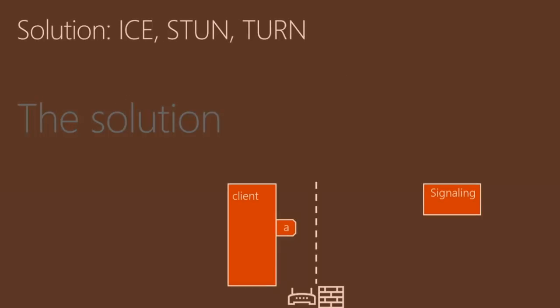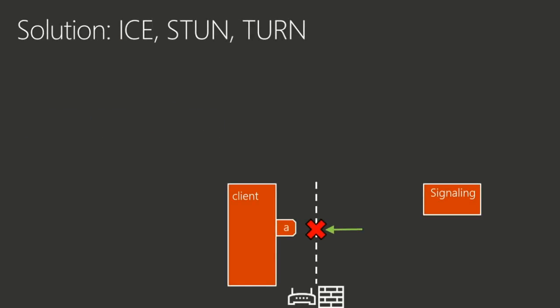The solution is called ICE, STUN and TURN. We talked about ICE; I introduced it. It's Interactive Connectivity Establishment. So you can see here in the middle there's the client, and there's traffic coming from somewhere on the internet, and it's blocked by either a NAT or a firewall.